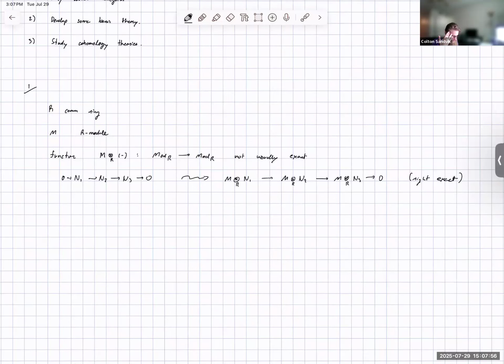partly because exact functors are nice and we use them to do computations. We can often do things like induction with them, and all sorts of clever arguments often come down to some version of exactness. And so what do we do about this failure of exactness? How do we save ourselves?